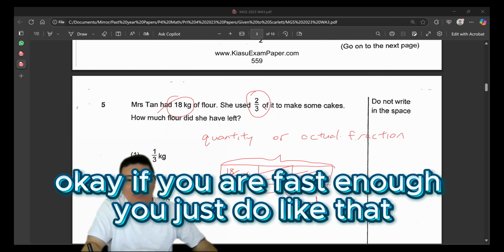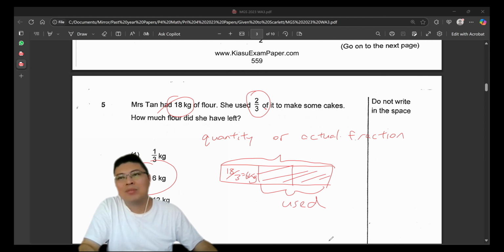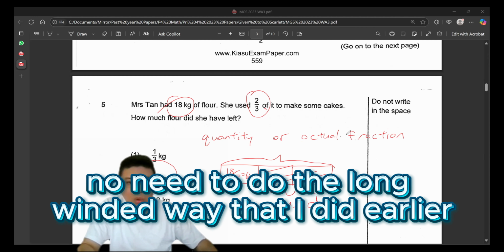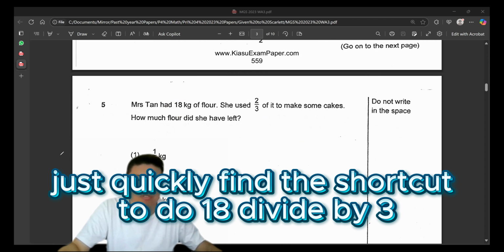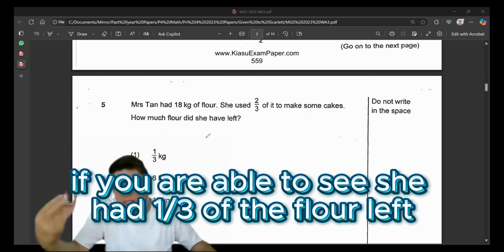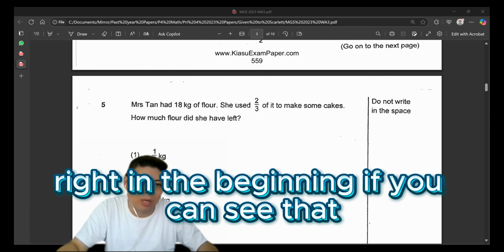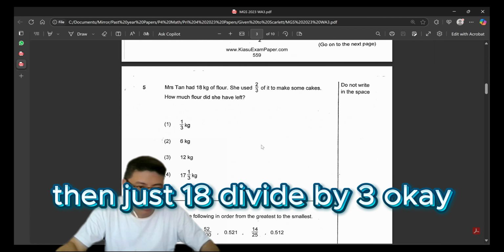If you are fast enough, you just do it like that, 18 over 3. I did the long-winded way to explain thoroughly. In the exam, there is no need to do the long-winded way that I did earlier. In the exam, just quickly find a shortcut to do 18 divided by 3. If you are able to see that she had 1/3 of the flour left right in the beginning, then just do 18 divided by 3.